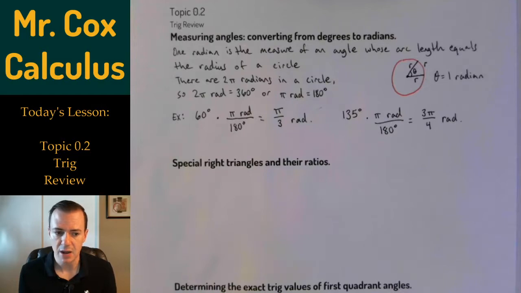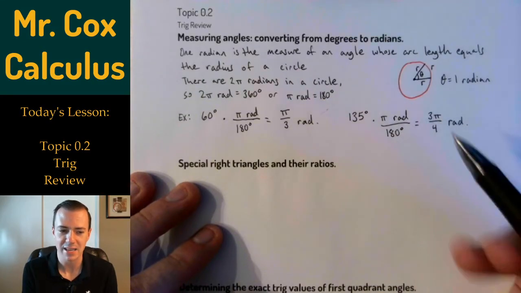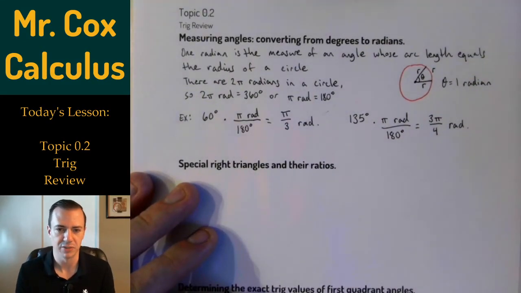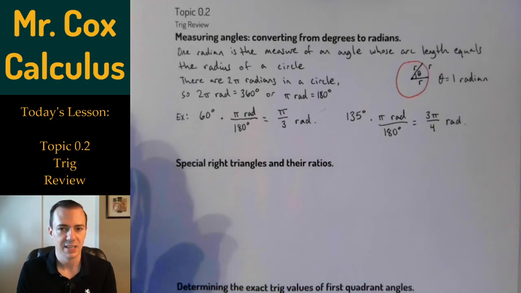In the sense of a calculus class, you really need to be able to understand an angle in terms of radian measure and have a pretty good idea of what type of angle we're looking at. So understand that in your math career moving forward, you're going to be looking at angles in terms of radians rather than in terms of degrees. So it's important that you know how to convert from degrees into radians.